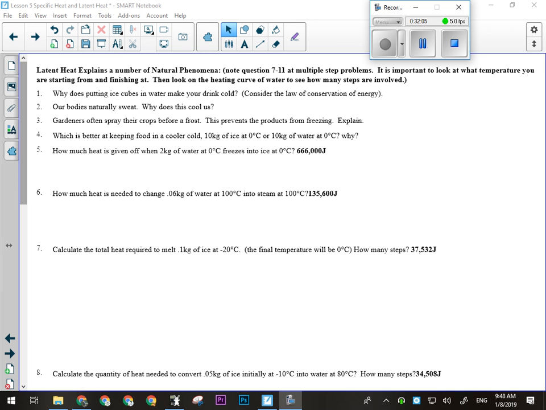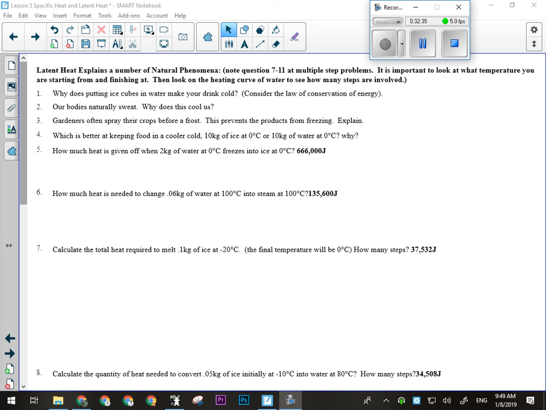So question number 1, we kind of talked about already. Why does putting ice cubes in a drink keep your drink cold? Well, if I put them in there, they're below 0. So first off, they're going to warm up to 0 degrees, and where are they taking that energy from? From the drink. Conversely, they're also going to melt, and they're getting the energy for that from the drink. So the drink keeps giving energy until it's down to the same temperature as the ice cubes, according to the law of conservation of energy.